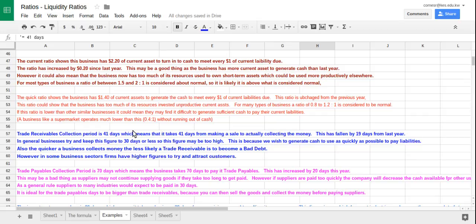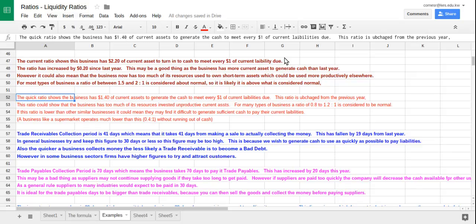Quick ratio, so very similar explanation. It shows the business has $1.40 of assets for every $1 of current liabilities. It's not changed from the previous year, so that makes it very, very easy to make the comment about it. I've written up change there, so I just need to go and change that to an N. Again, probably there is too much money invested in the current assets for this business, but we don't know for certain. We don't know the industry.